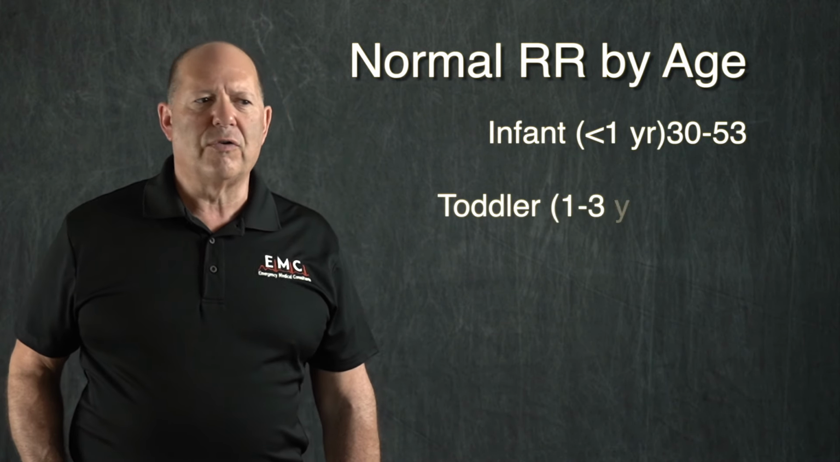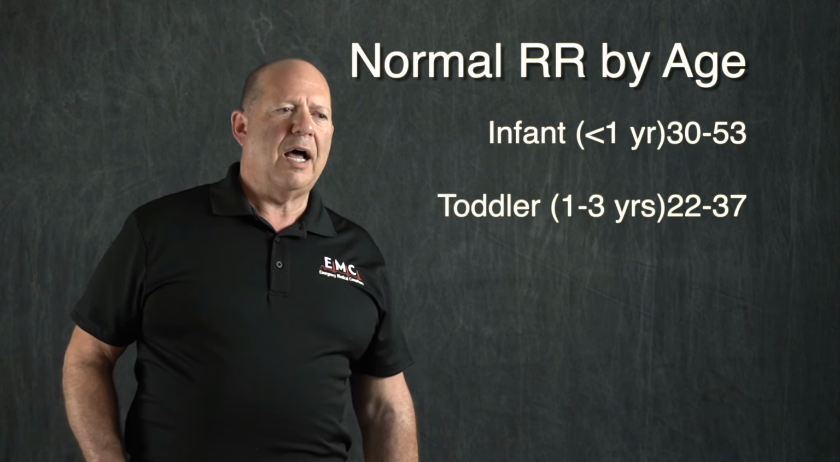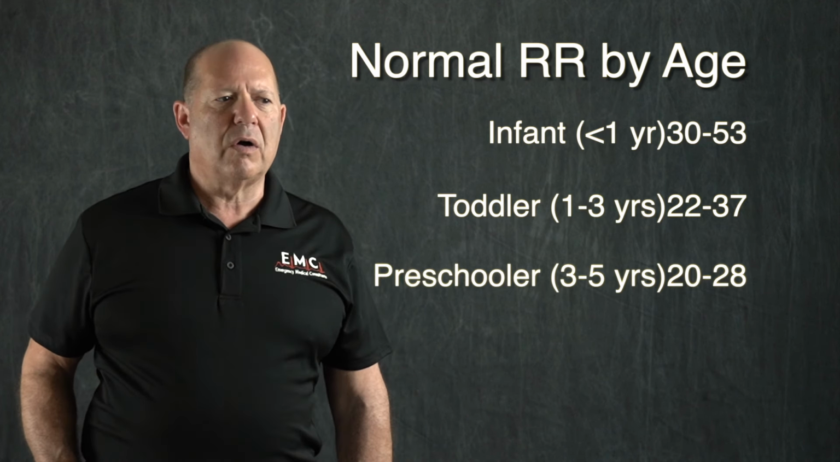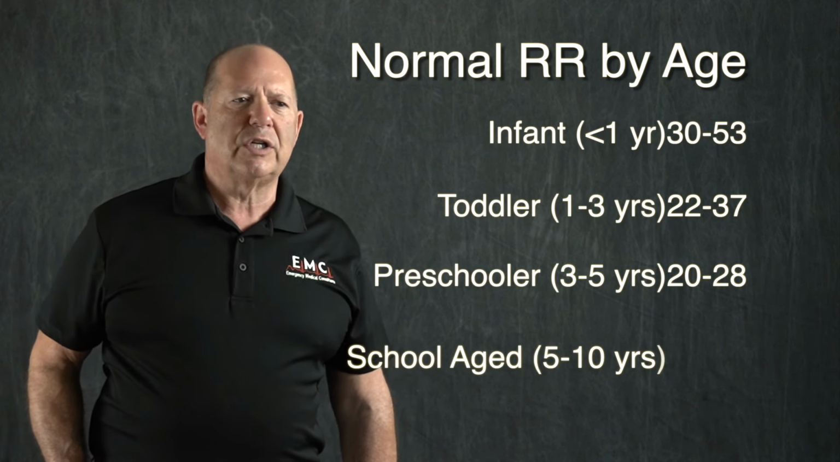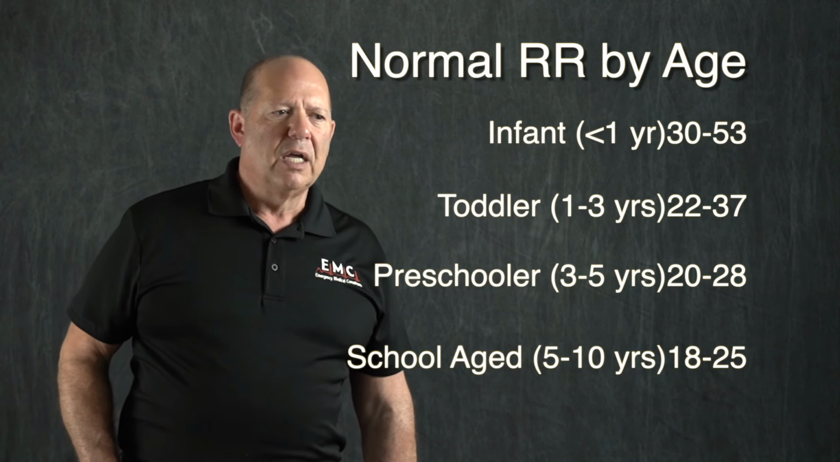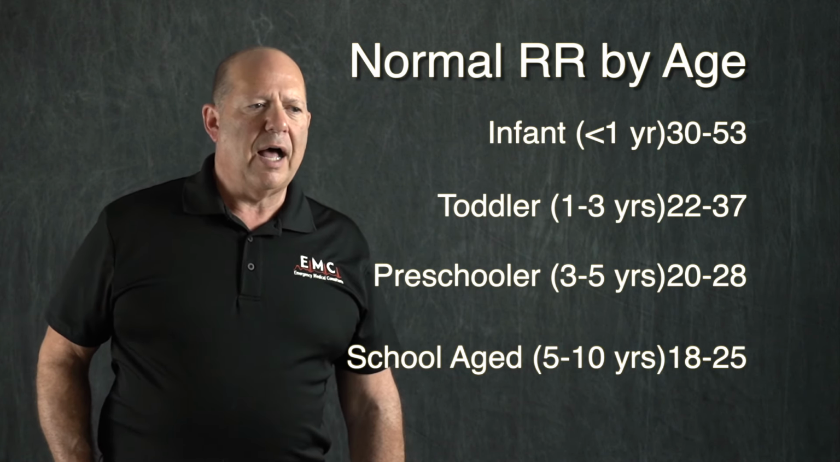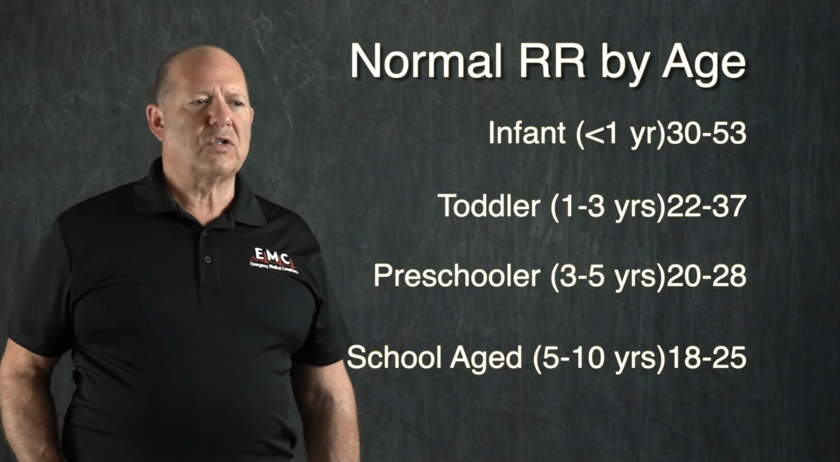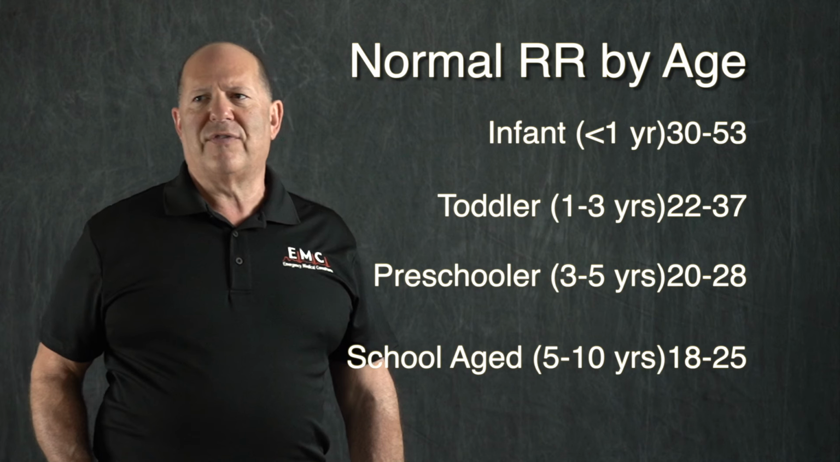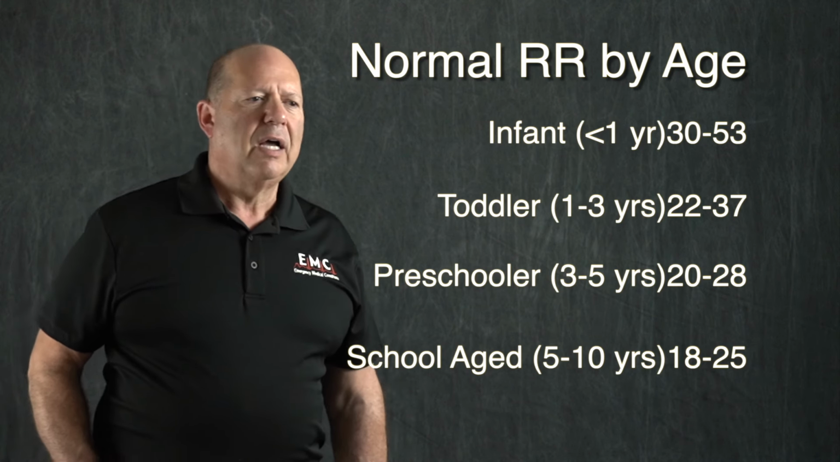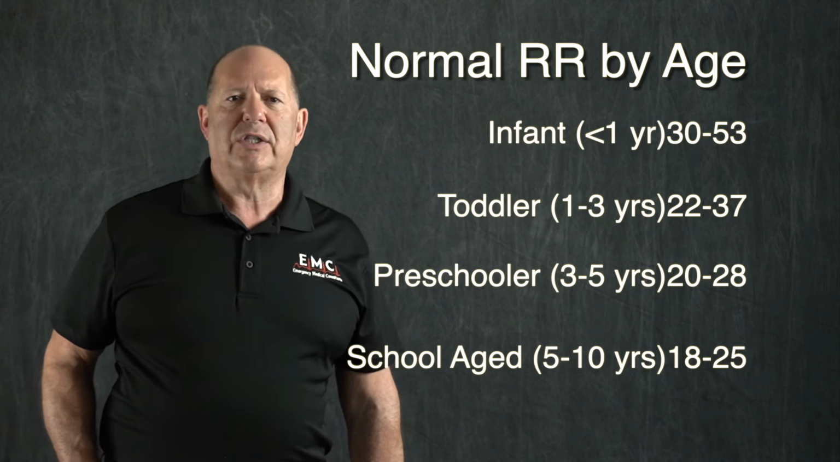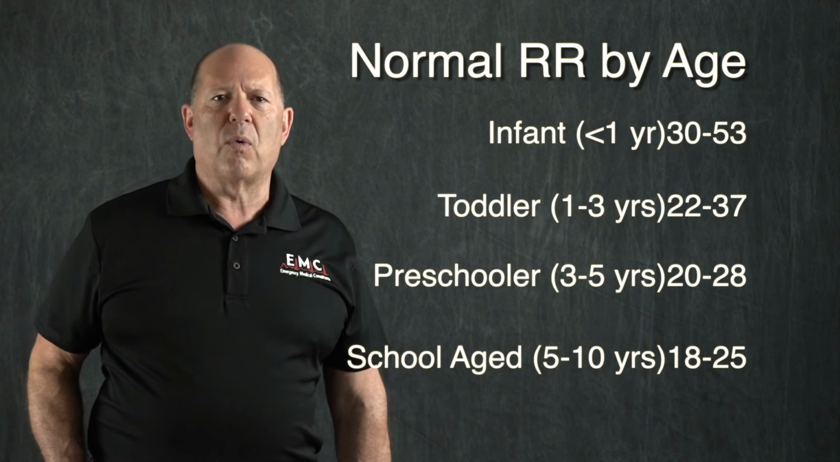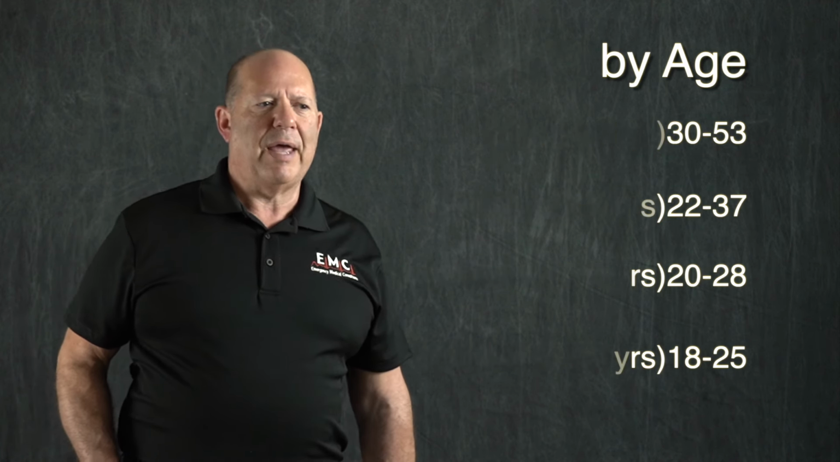So if we look at normal breathing rates for children, we see that infants can be in the 30s to the low 50s. We see that the toddler or the 1 to 3 year old runs in the 20s to the high to mid 30s, and as they get older, those numbers will decrease. So the child who's of school age, 5 to 10 years old, 18 to 25 or 15 to 25 is the evaluation that is in the normal range for those particular patients.